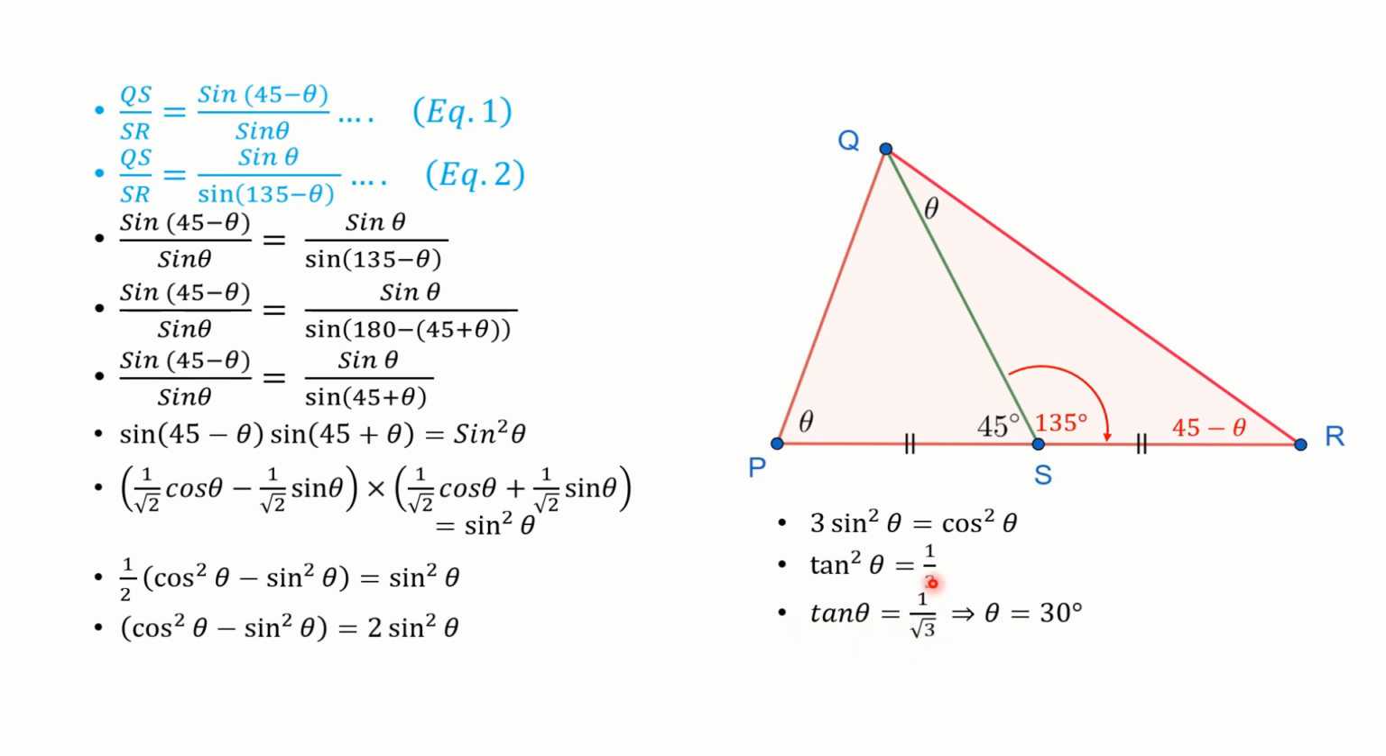So, tan theta is 1 by root 3. So, for which theta does tan theta equal 1 by root 3? So, this gives theta equals 30 degree. So, in this case this angle is 30 degree and this angle is also equal to 30 degree.